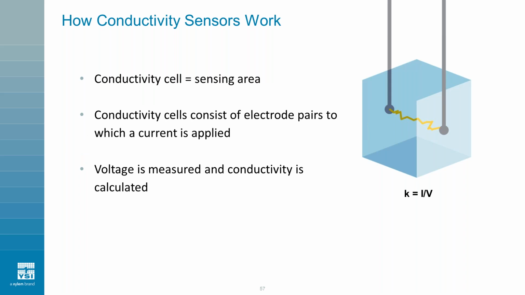Okay, so voltage is measured and conductivity is calculated. Again, this is a very simplified explanation. Think of the conductivity cell as the sensing area. This cube, for example. Generally, conductivity cells consist of electrode pairs to which current is applied and voltage is measured, and that allows conductivity to be calculated.